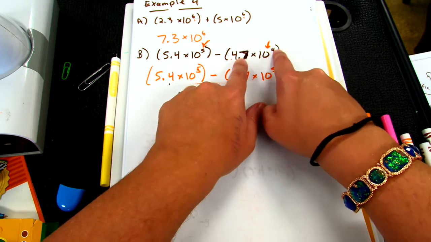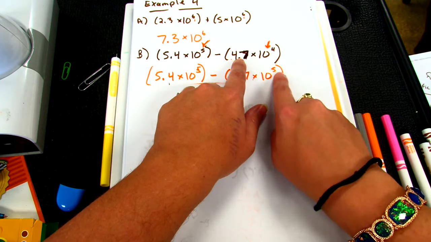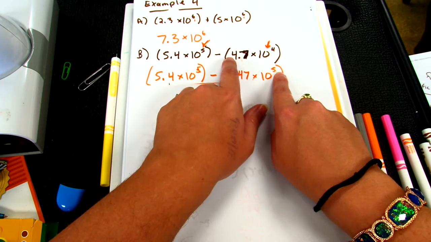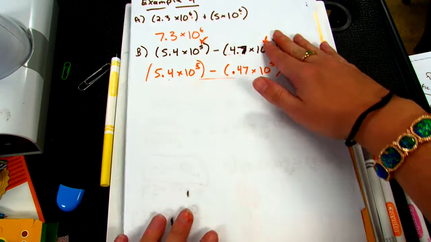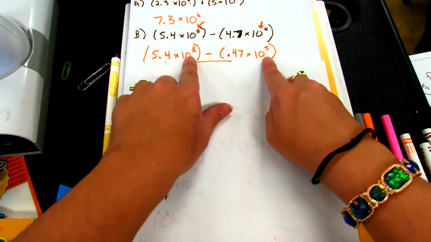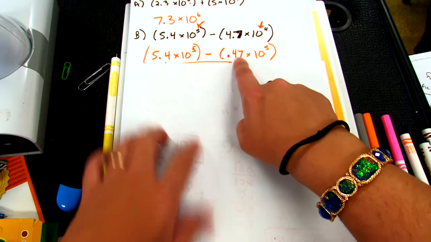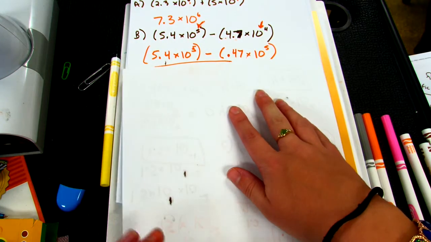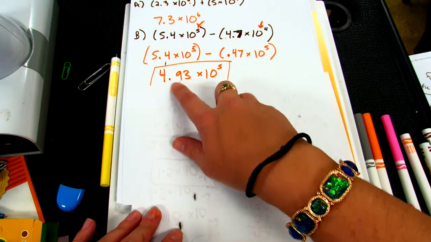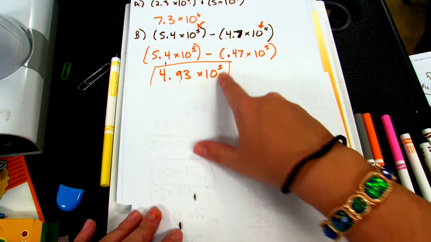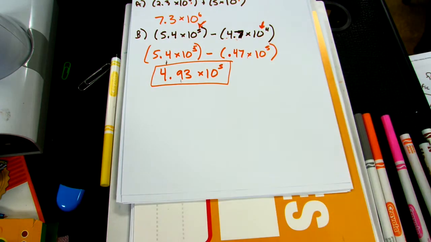Because remember, times 10 to the 4th means that we were going to move this decimal 4 times. If we move it 5 times instead, we need to move our decimal here so that way we still get the same number. Now that we have exponents that are the same, we have like terms. So 5.4 apples minus 0.47 apples, 5.4 minus 0.47 in our calculator gives us 4.93. So we have 4.93 times 10 to the 5th, right? 10 to the 5th. All right, that's it. So you're going to go ahead and try 2 through 6 evens.